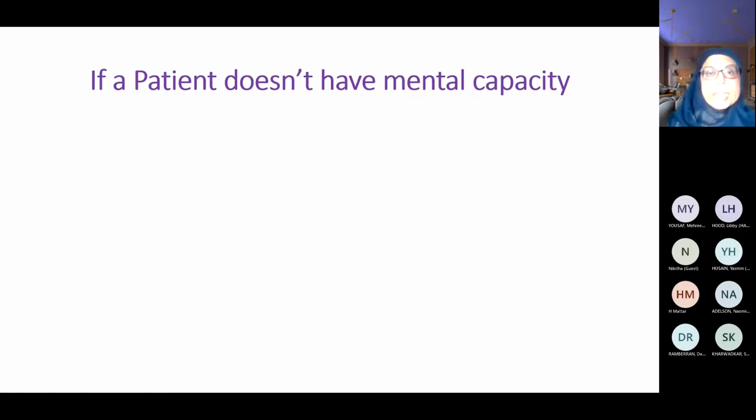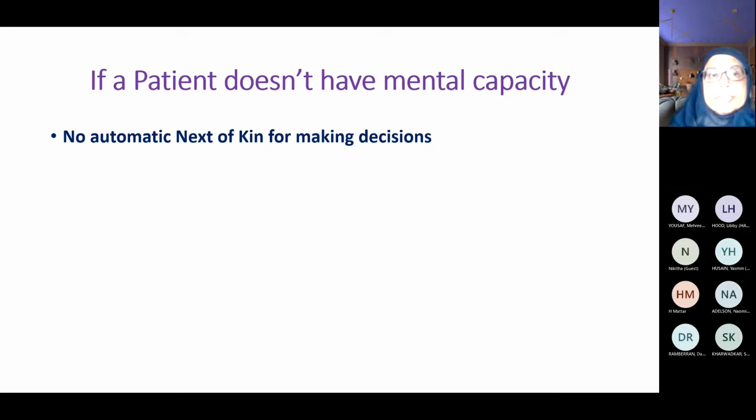So I hope that makes sense. If a patient doesn't have mental capacity, there is no automatic next of kin for making decisions. We often have adult children of our elderly patients. They come forward and say, doctor, I can make that decision for my mum. I'm the next of kin. So we have to explain, unfortunately, next of kin is just a legal term purely for inheritance purposes. It doesn't mean that person can make health decisions for them.